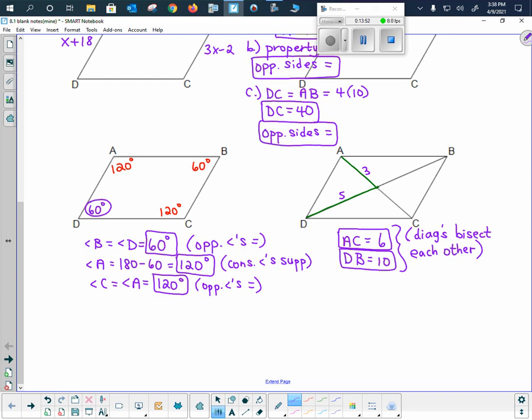Okay, so I might suggest that you get some note cards and you start writing down the properties and knowing what goes with which shape. Okay, since we're going to have so many shapes in this chapter. All right, there's what you need for parallelograms.